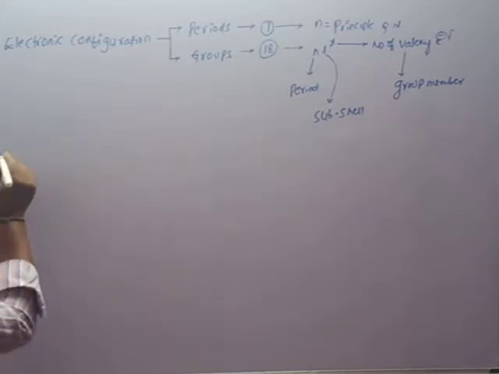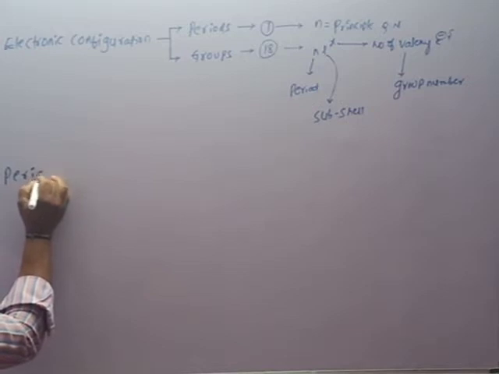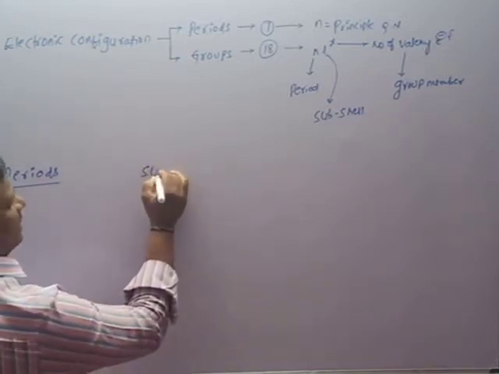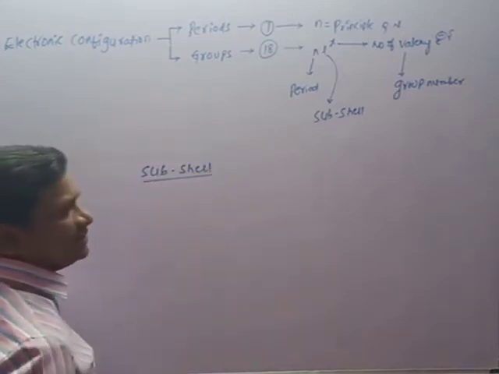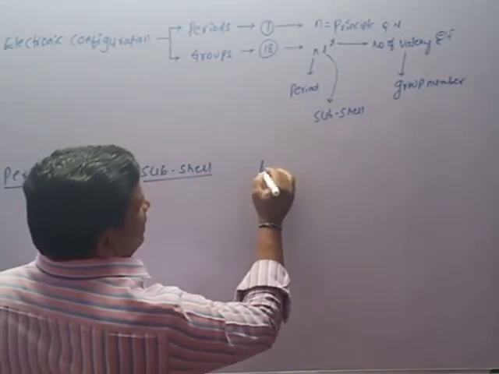So, for example, periods. Generally, the first period consists of 2 elements, the second period 8 elements, the third period 8 elements, the fourth period 18, and so on. Now the subshells and electronic configuration of the periods.